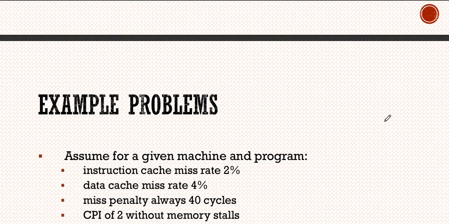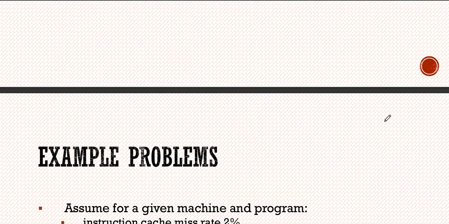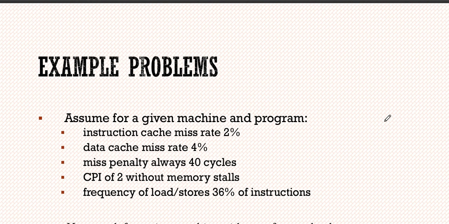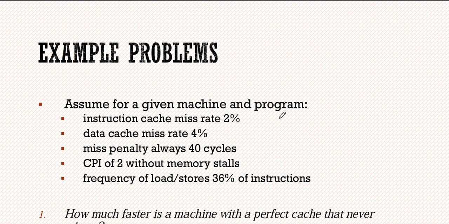example. So let's see an example problem so that you don't get confused. You have a machine, and the machine has a miss rate of 2%, instruction miss rate. Take note, instruction miss rate. It has a data miss rate of 4%, and it has a miss penalty of 40 cycles always. So it means that whether you are fetching instruction or data, if you miss, the machine will need 40 cycles to recover.